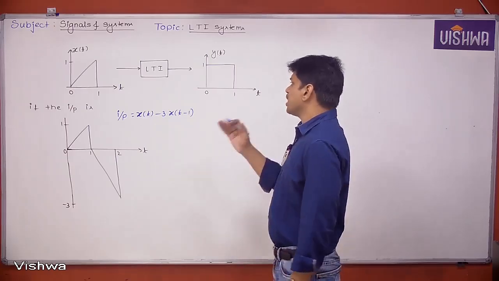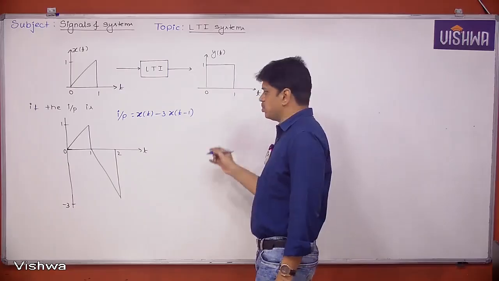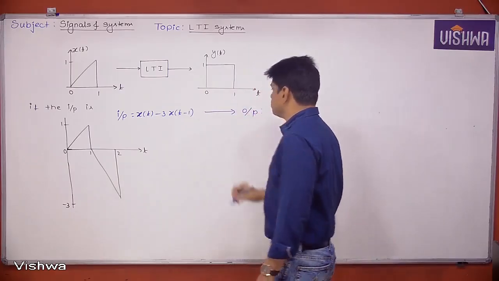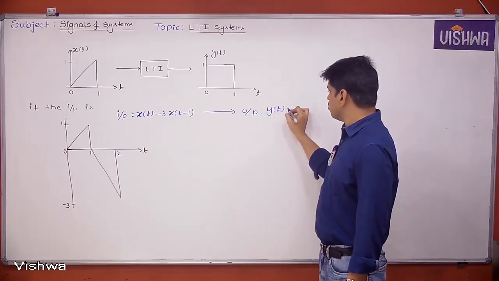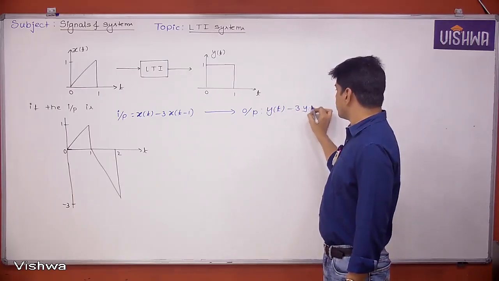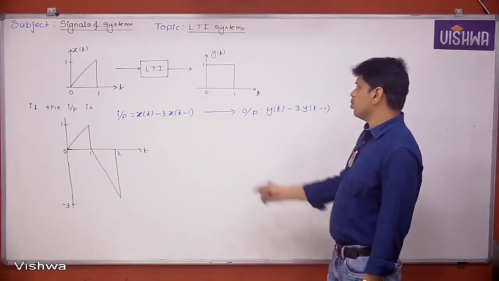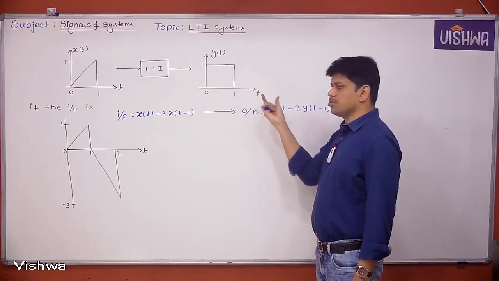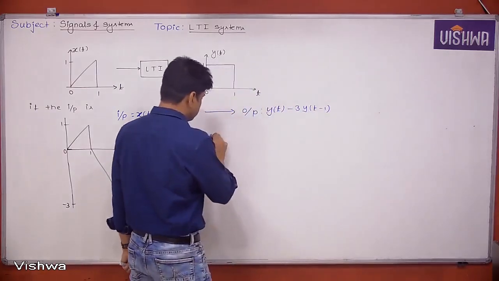We know that for an LTI system, if the input is in this form, what kind of output are we going to get? The output must be y of t minus 3y of t minus 1. So we write y of t exactly the same way, shift it by 1 unit and multiply with -3. So we are going to get the output in the form like this.